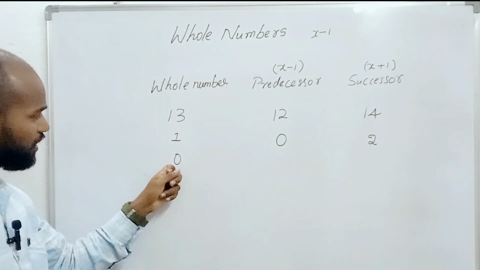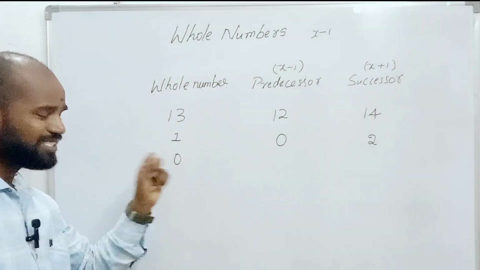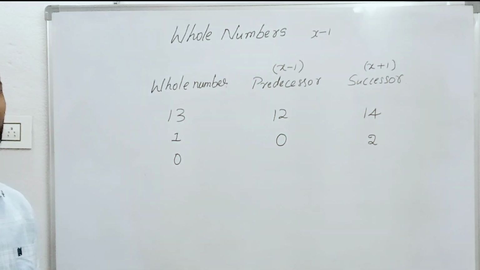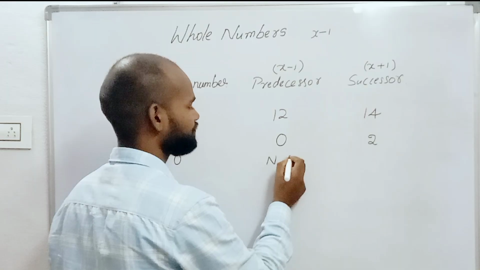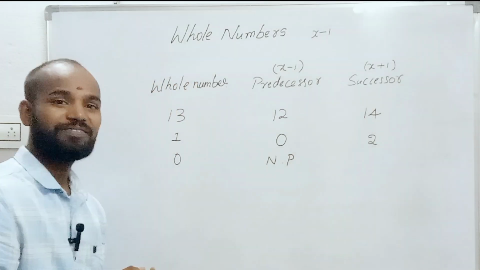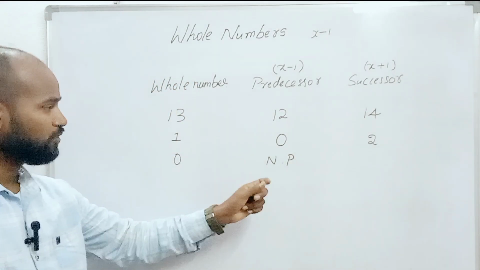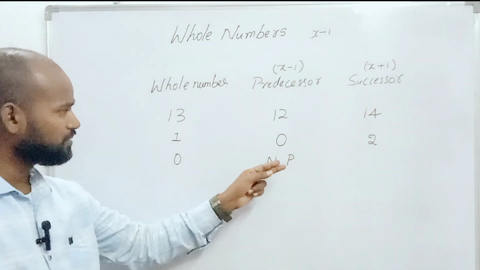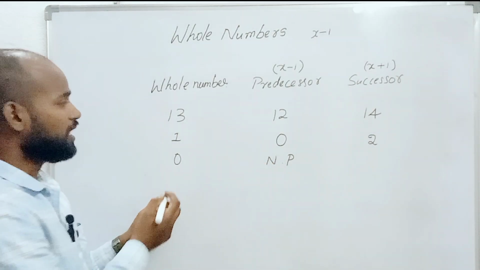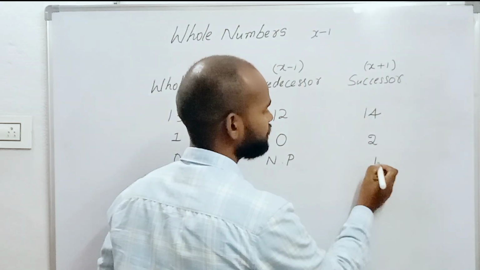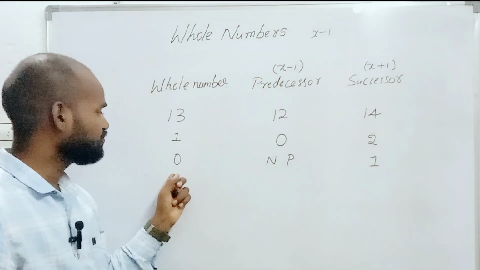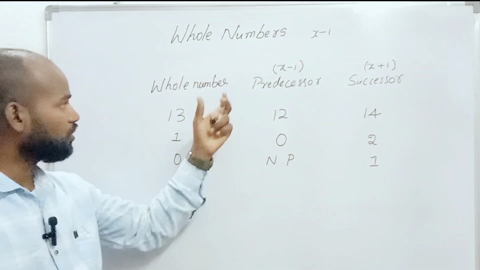Now the next one, what is the predecessor for 0? Is there any predecessor for 0? No, there is no predecessor for 0 in the whole numbers. For your Navodaya and other competitive exams, this is a most important point. And what about the successor for 0? 1. So this is for whole numbers.